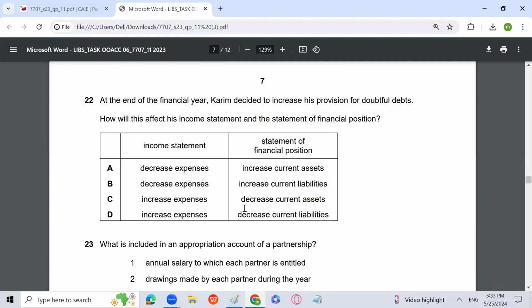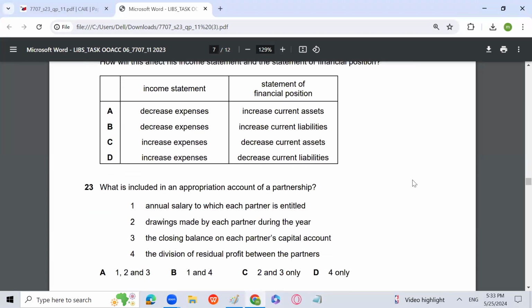The entry to record an increase in provision is: statement of profit and loss, or income statement, will be debited, and provision for doubtful debt will be credited. So it will increase expense and decrease current asset. So C is the answer. Increase expense and decrease current asset, because an increase in provision will be recorded as an expense, and current asset, trade receivable, will be decreased with the increase in provision.